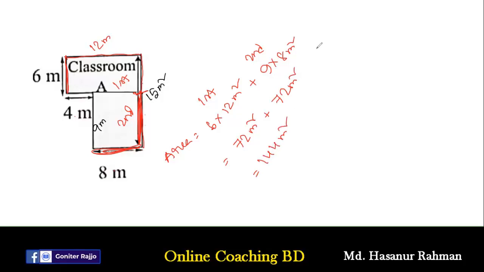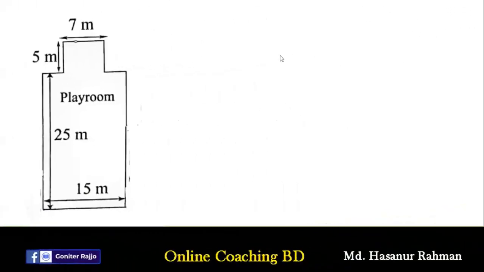Now we have to find out the area of the playroom. If you look at the playroom, we have to divide this shape into two rectangles. So we can draw a line here. Then we can say this is 7, this is 5. So what will be this part? 7 multiplied by 5. The area will be 7 multiplied by 5.